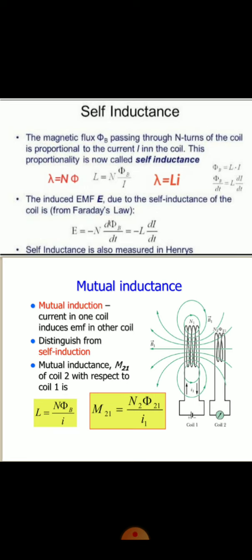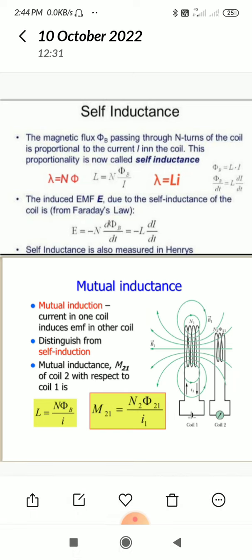So M12 or M21 is the mutual inductance, and L1, L2 are the self-inductances. So these are the fundamentals of self-inductance and mutual inductance.